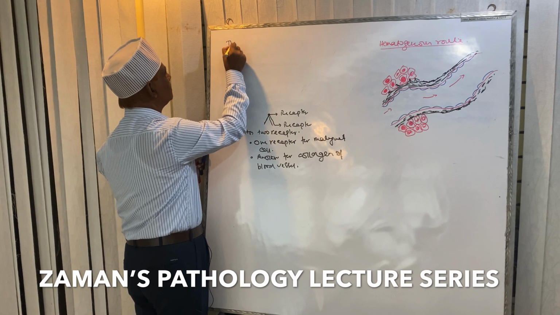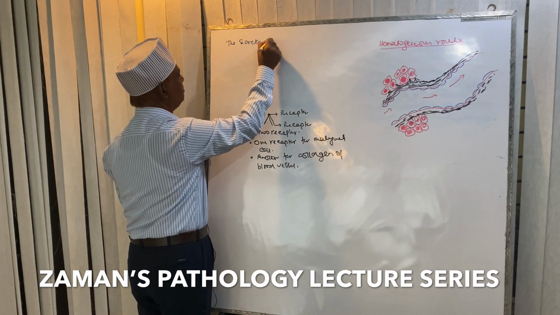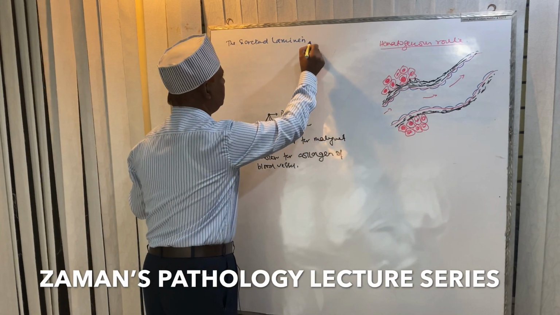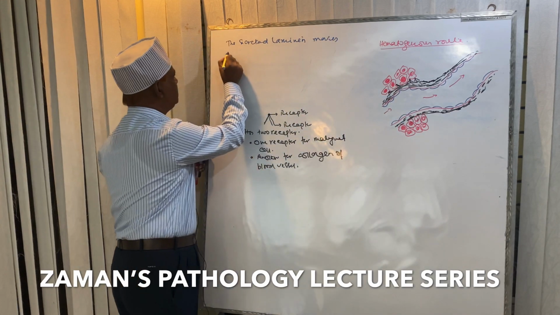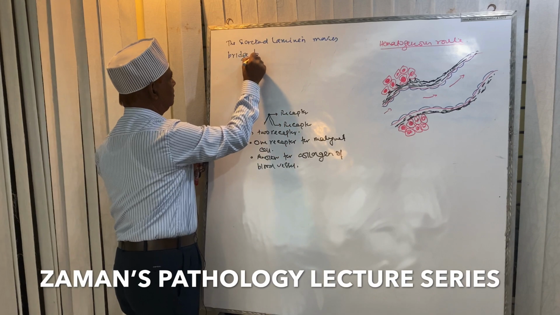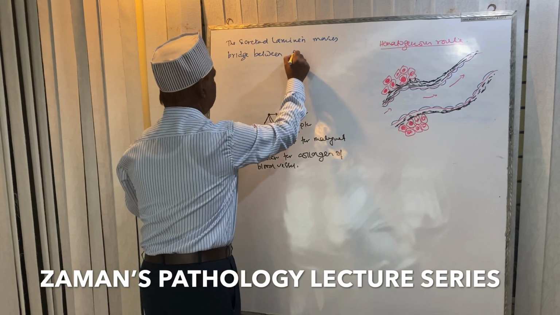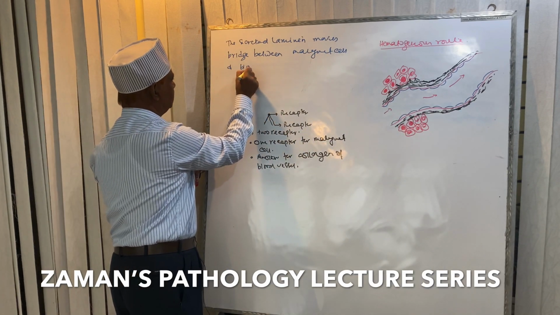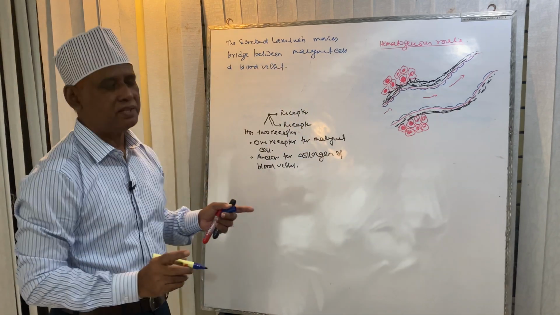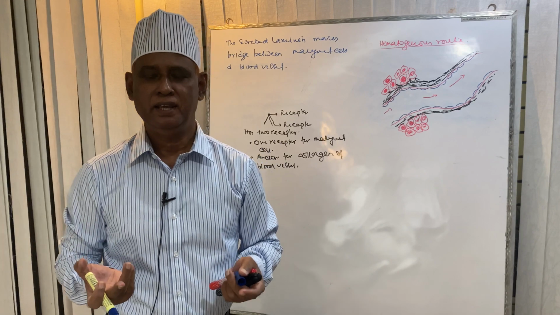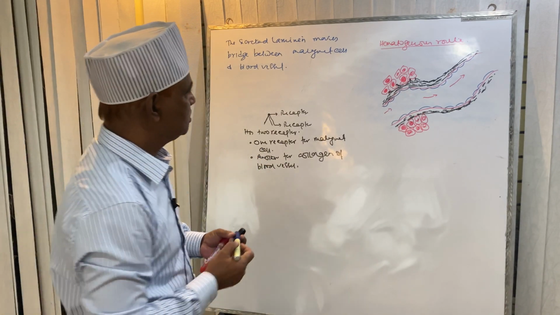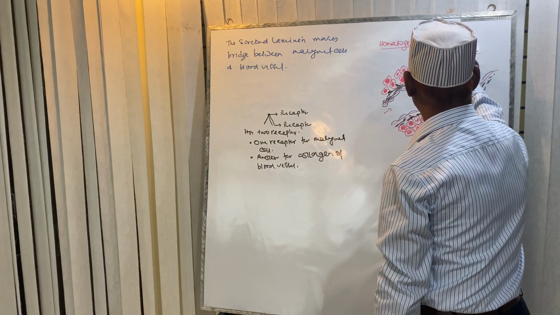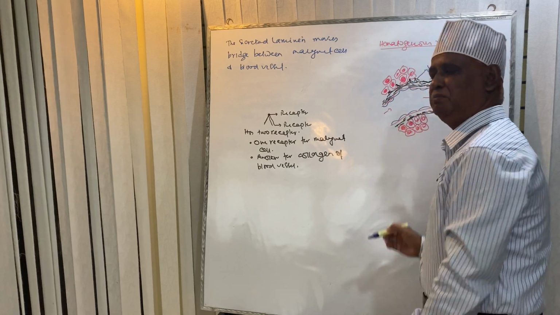So, the secreted laminin makes a bridge between the malignant cell and blood vessel, as it has two receptors, one for the malignant cell and another for collagen of the blood vessel. So, this is the laminin that makes a bridge between the malignant cell and blood vessel.